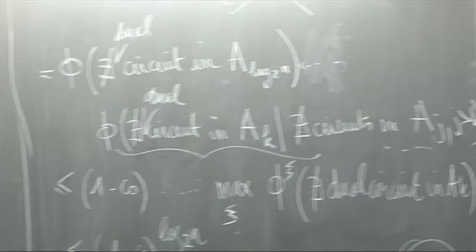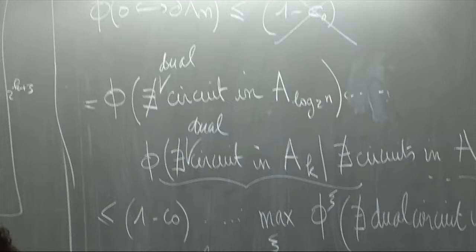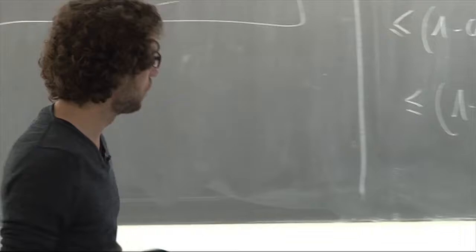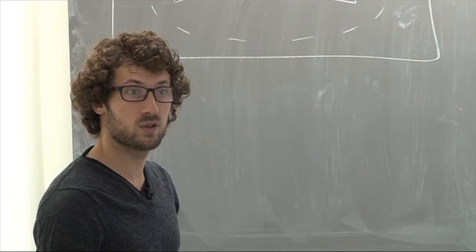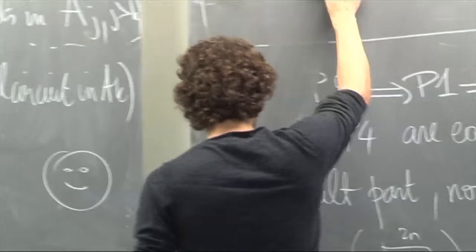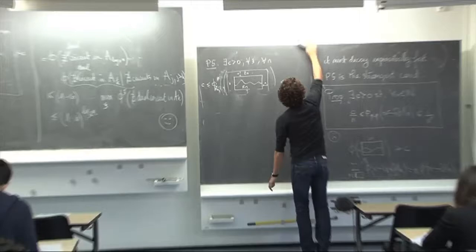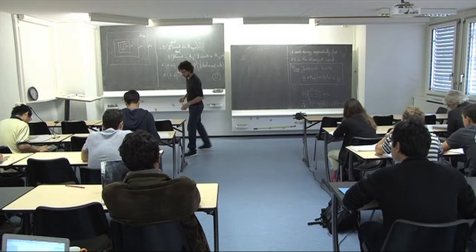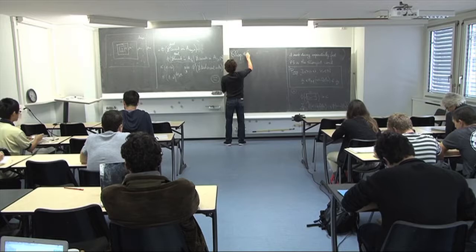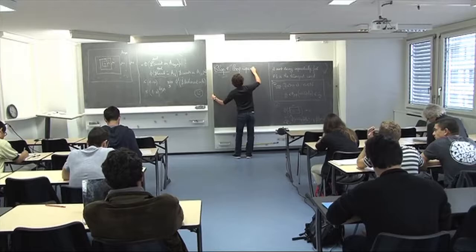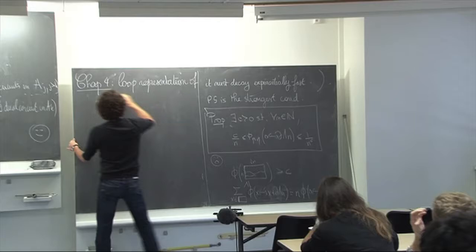Okay, so this is the end of this chapter. And now we are going to try to decide for which values of Q this thing is continuous, and all these conditions are satisfied, and for which values of Q they are not. In order to do that, we need to introduce a new representation, which is called the loop representation of the model. Chapter 4: Loop representation of the random cluster model.